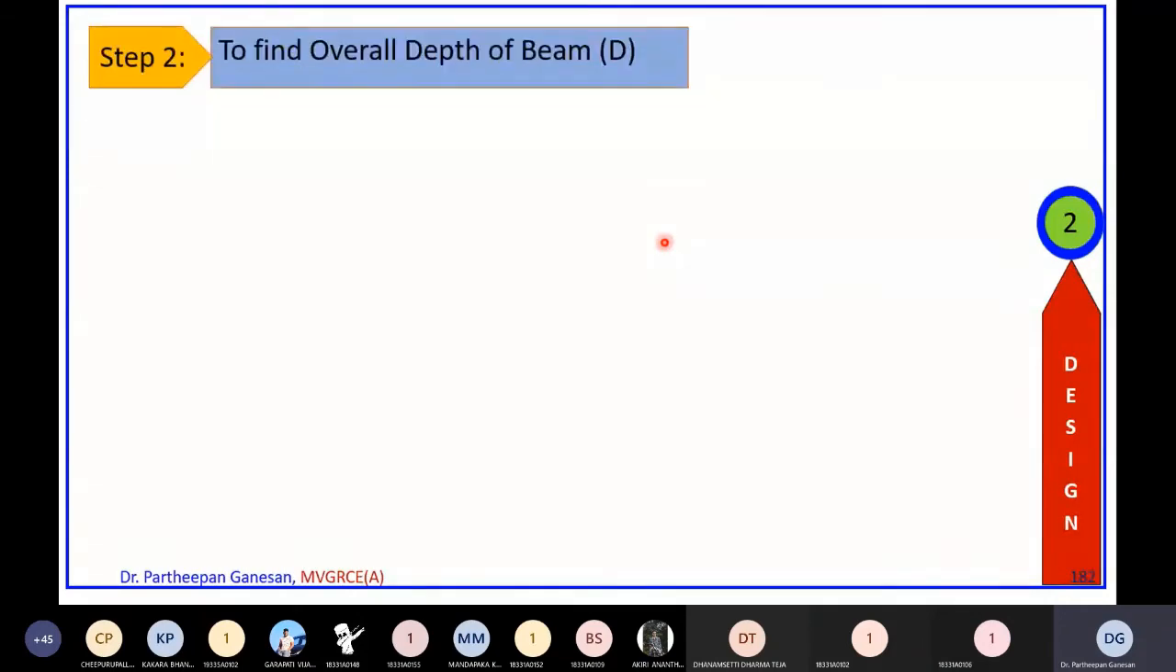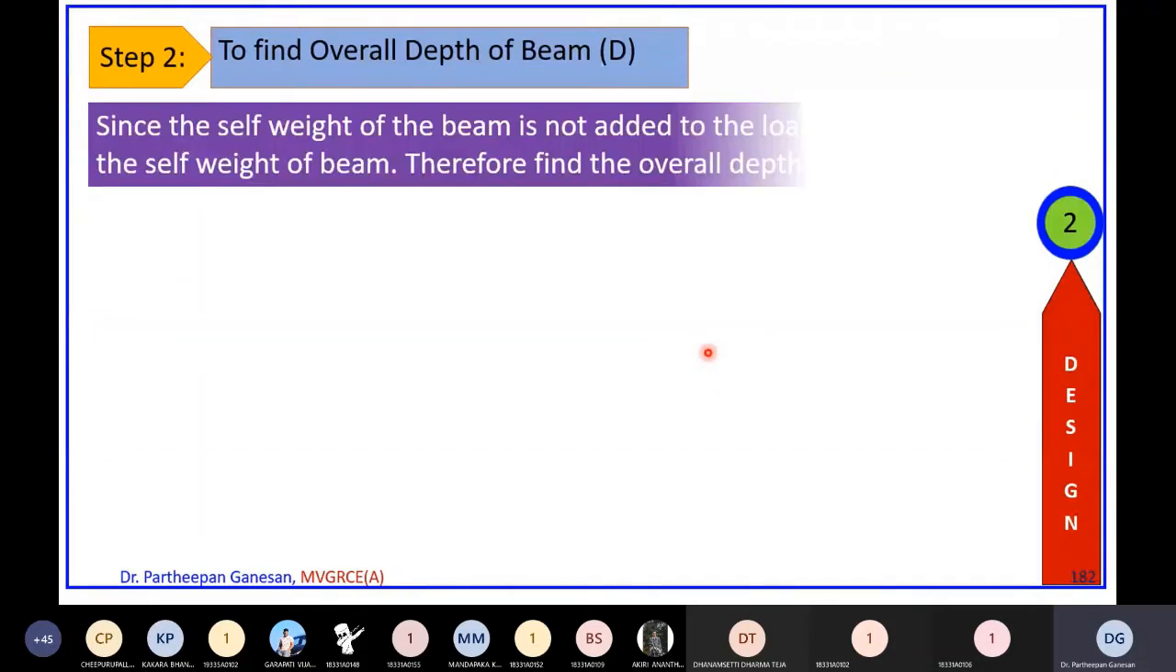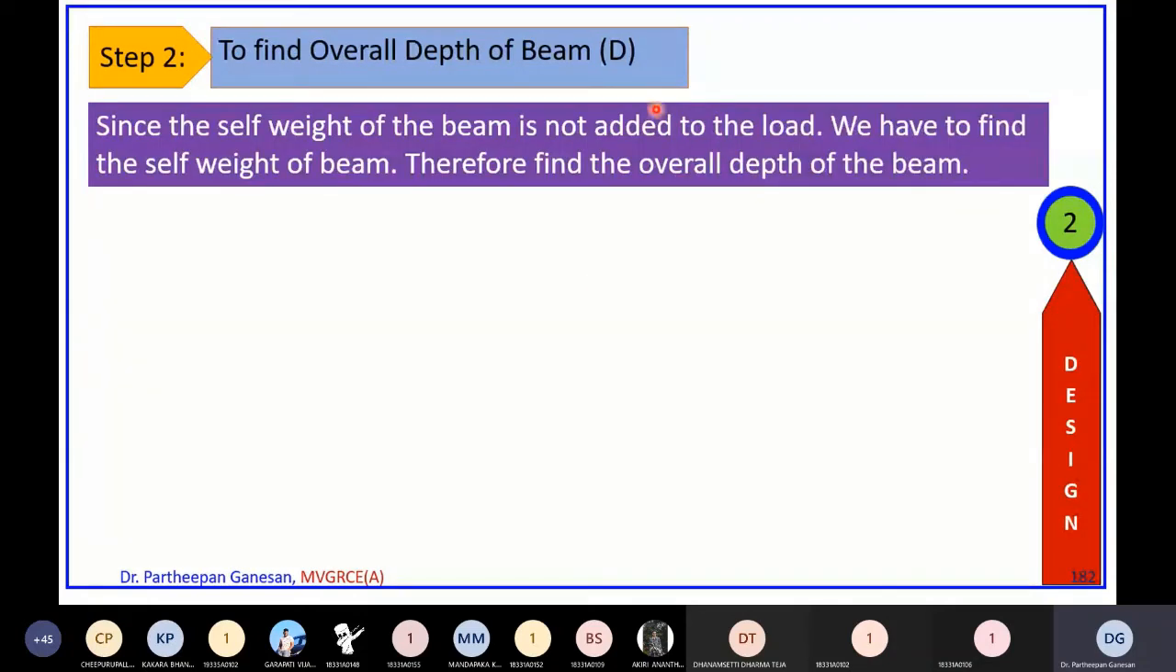So our first step is to find out the overall depth of the beam, because we have to find out the self weight of the beam. Now, how to find out the overall depth of the beam? As we mentioned, since the self weight of the beam is not included in the load, we have to find out the self weight of the beam. Therefore, find the overall depth of the beam first. So from clause 23.2.1a of IS 456-2000, I told you yesterday itself, for a simply supported beam, the L by D ratio is 20.